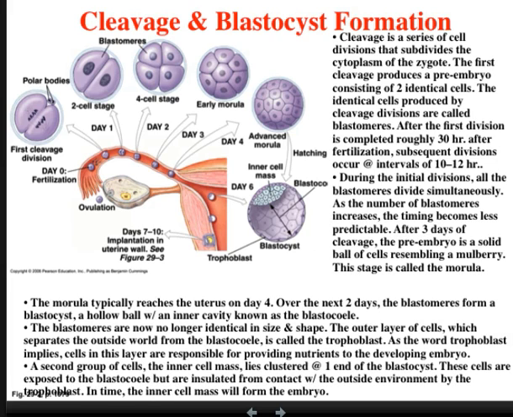The second group of cells, the inner cell mass, is clustered at one end of the blastocyst, and these cells are exposed to the blastocele, but they're insulated from contact with the outside environment by the trophoblast. In time, the inner cell mass will form the embryo. So this is going to be you, these white cells here, at some point.